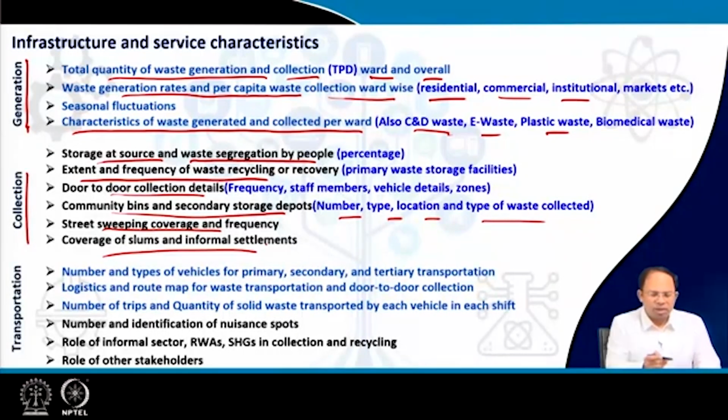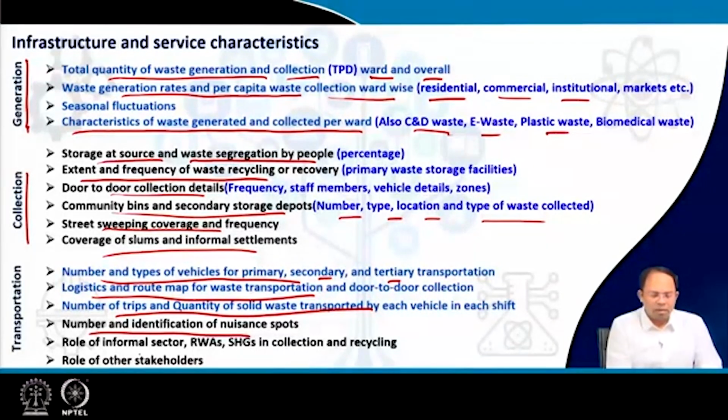Finally, coming to transportation, similar to collection, of course, we have to do collection via transportation or vehicles. Number and types of vehicles for different stages of collection and transportation: primary, secondary, and tertiary transportation. Logistics and route map for waste transportation: in which route the truck goes, which bins it goes to, in which order, because we may have to modify those routes in future. Number of trips and quantity of waste transported in each vehicle in each shift. From here we calculate how much waste has been transported.